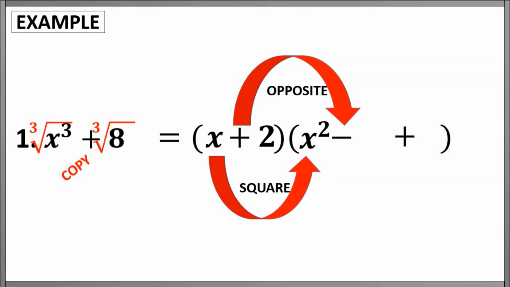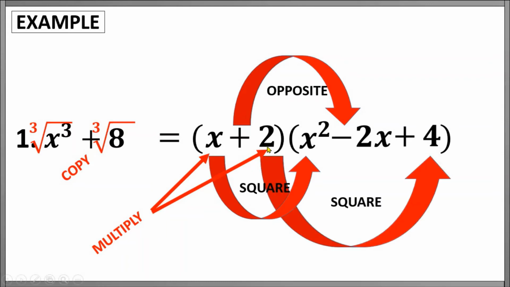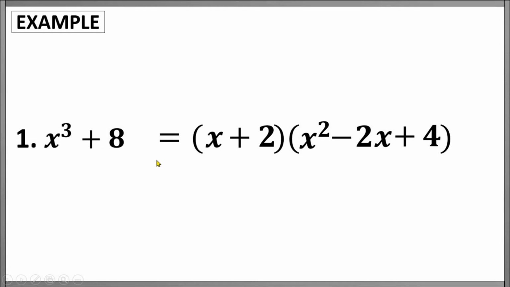For the middle term, we will multiply the terms in our binomial factor. x times 2, we have 2x. Lastly, for the third term of our trinomial factor, we will get the square of the second term in our binomial factor. The square of 2 is 4. So therefore, x cubed plus 8 is equivalent to the quantity x plus 2 times the quantity x squared minus 2x plus 4.